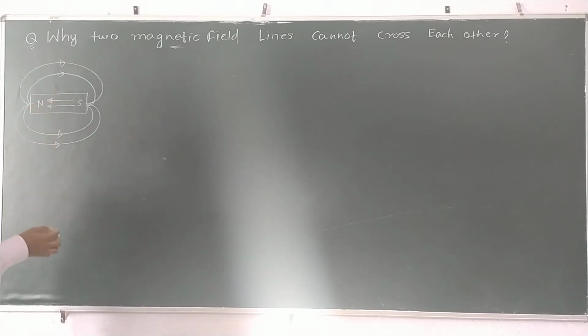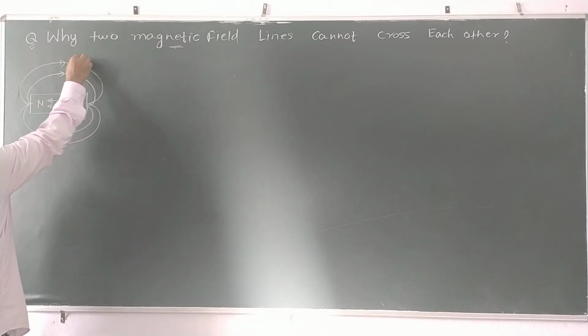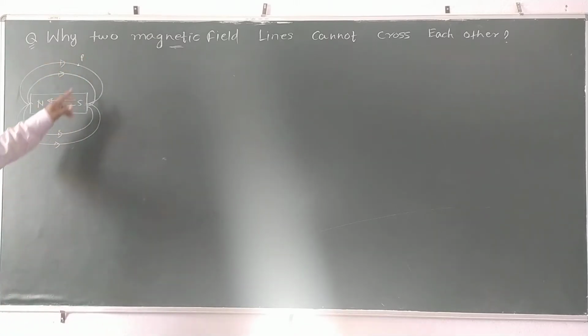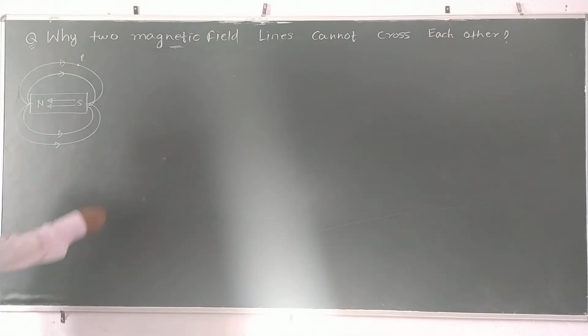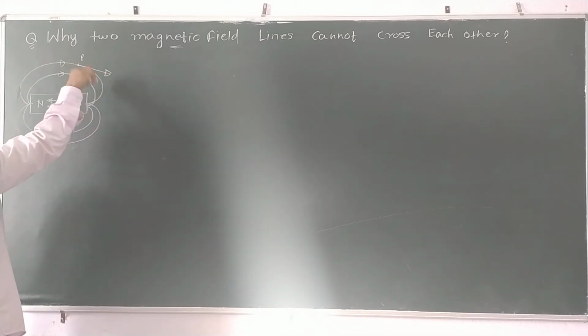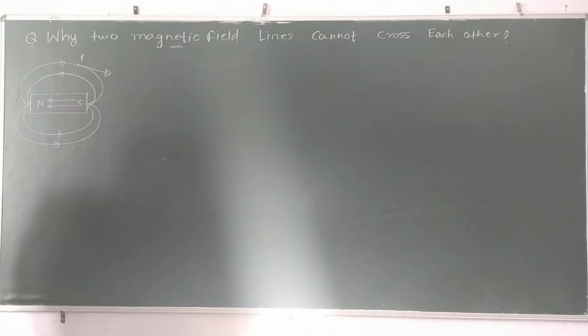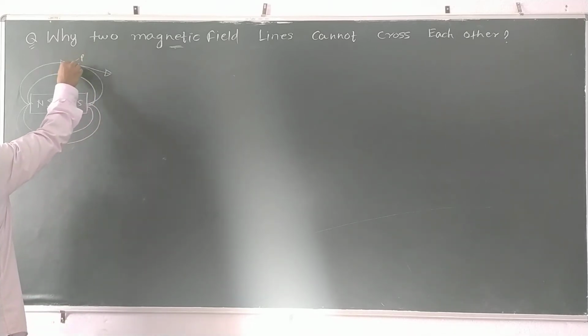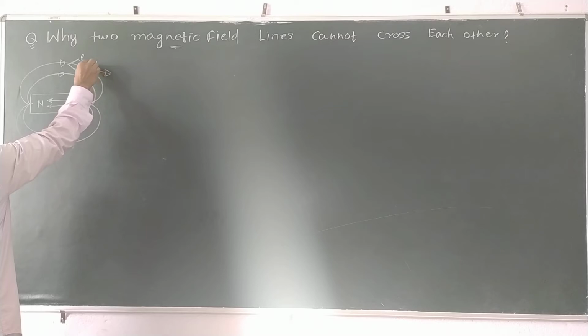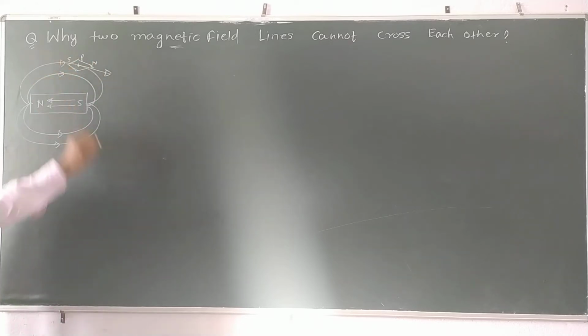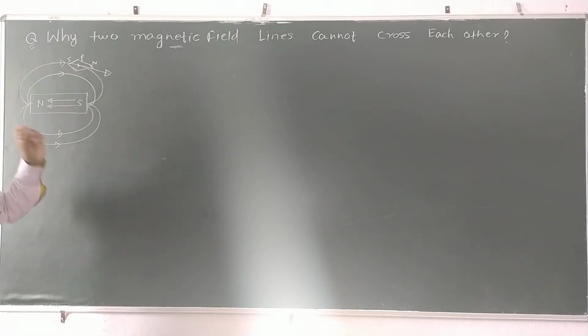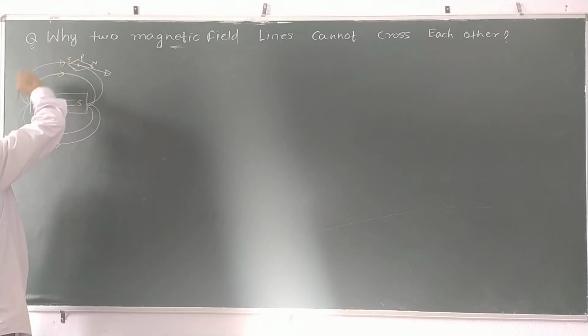If you want to find the direction of the magnetic field at a point, suppose this point P, what will you do? You have to draw a tangent at that point, or put a compass needle there. The north pole of the compass needle will indicate the direction of the magnetic field. And we have to know that there is only one direction at one point around the bar magnet, that is, only one direction at one point on the magnetic field lines.